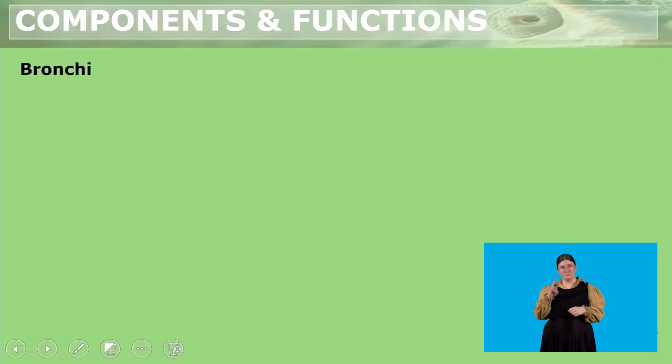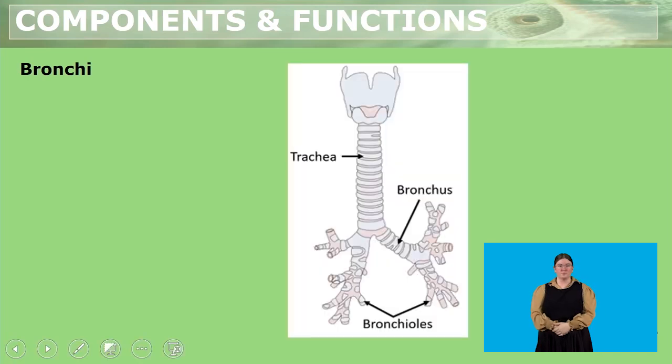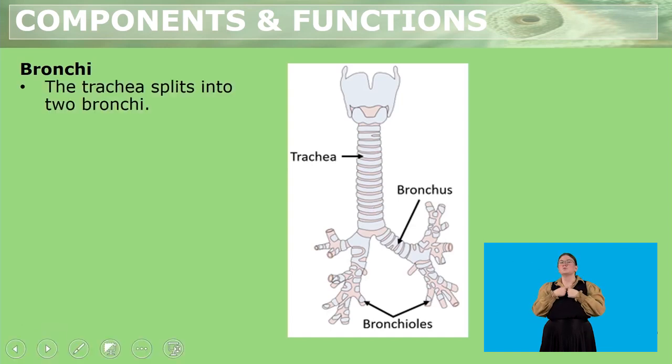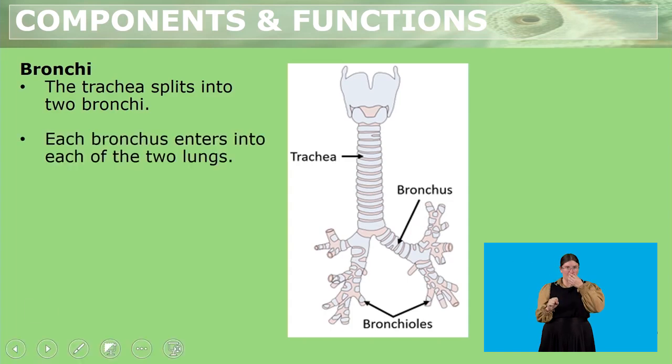Next, we have what we call the bronchi. Here is a picture to show us that we have just looked at the trachea, and from the trachea will split into two bronchi. We also call it bronchus if it is one. Each bronchus enters into each of the two lungs. So you have the left bronchus and the right bronchus.